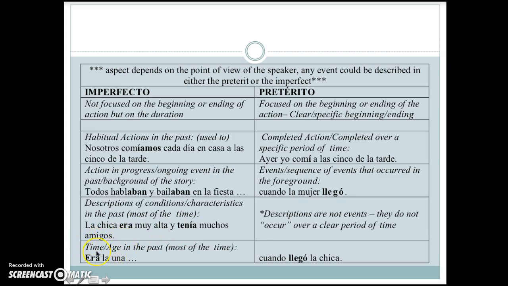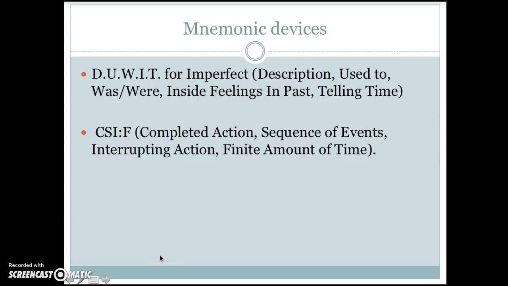Whenever you talk about time, it was 1 o'clock, it was 2 o'clock, it was 3:30. Or age, she was 15, he was 18. In the past, we use the imperfect. It's also describing weather, which is a description.